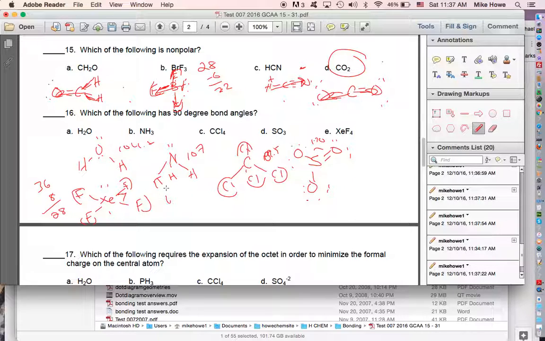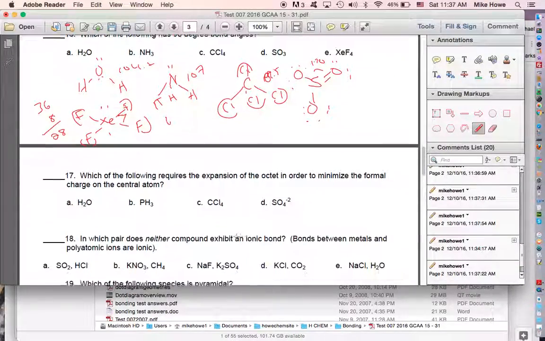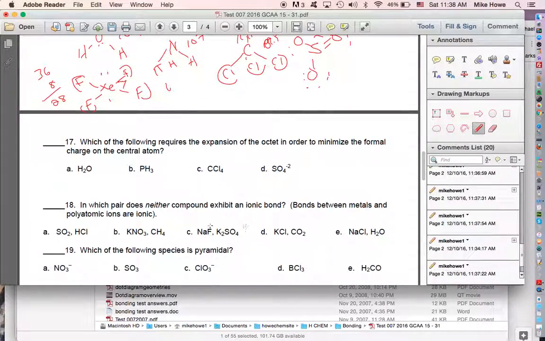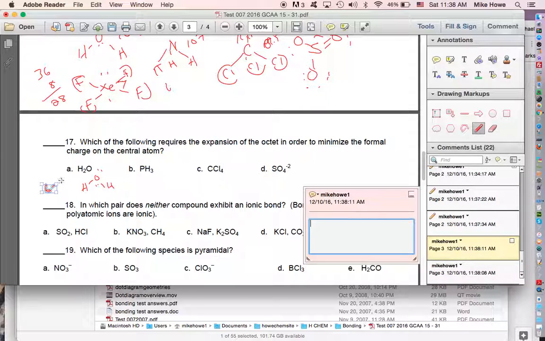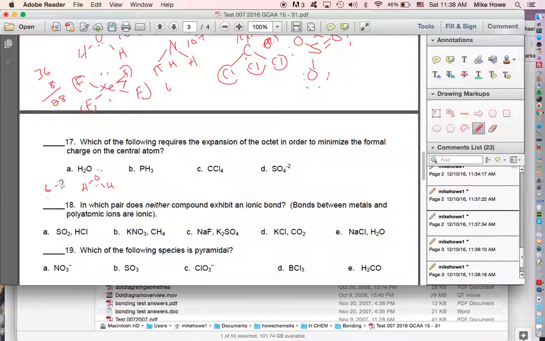Okay. Number 17, which one requires expansion of the octet in order to minimize the formal charge in the center atom? Well, water looks like this. So formal charge would be 6 minus half of the shared electrons. There's 2 here and there's 2 here, so half of that is 2. Minus all of the unshared electrons. There's 2 here and 2 here that are unshared. That's 4. So 6 minus 2 minus 4 is 0.